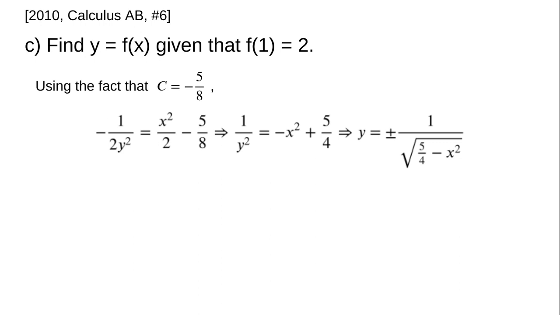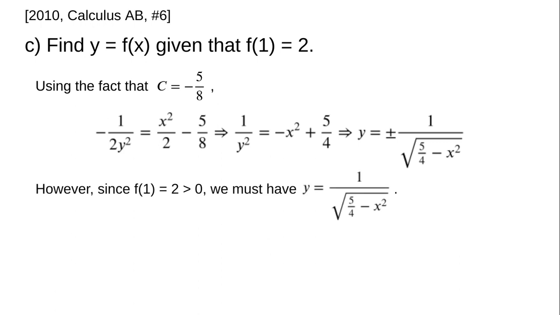The reason we need the plus or minus at the moment is we introduced the square root. We don't know if we need plus or minus yet, or at least we haven't shown why we need one and not the other. But we can use the initial condition to reach that conclusion. We're given that f(1) is equal to 2, and 2 is greater than 0. So for this particular solution, we better be getting values of y that are positive because we built this whole solution on a positive value of y. So we can conclude that y equals 1 over the square root of (5/4 minus x squared) is in fact the solution that we want.